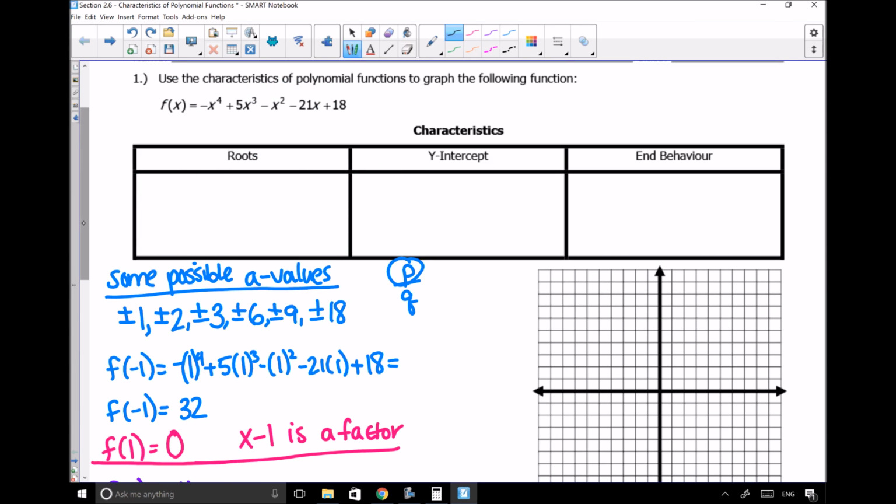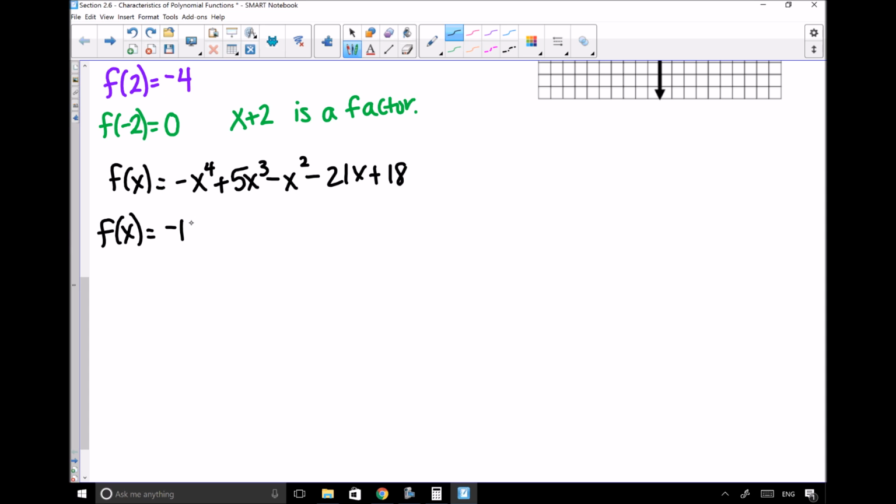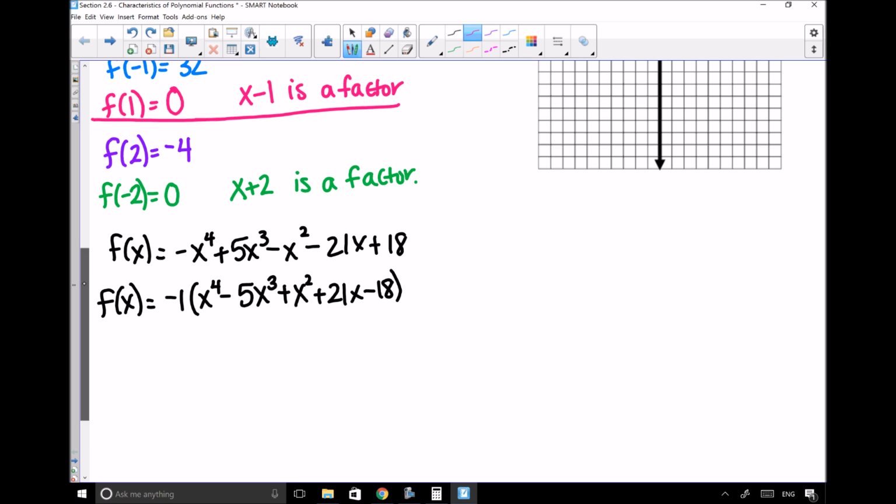But before I do that, I'm going to rewrite the problem right here. So I know that f of x is equal to -x to the power of 4 plus 5x cubed minus x squared minus 21x plus 18. But what I'm going to do to make my life easier is I'm going to factor out a -1. Because when I want this in factored form, it's so much easier if my leading coefficient is positive. So this is x to the power of 4 minus 5x cubed plus x squared plus 21x minus 18. Okay, so I can go ahead and do my synthetic division for my two factors.